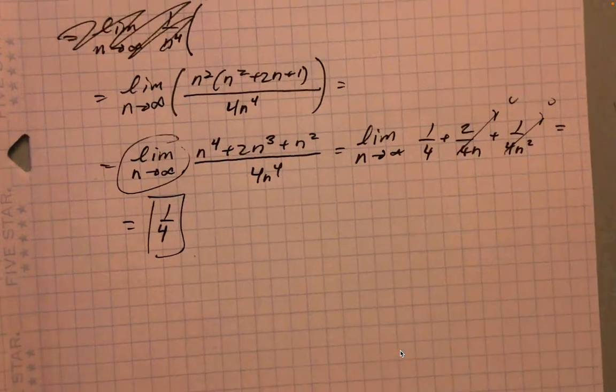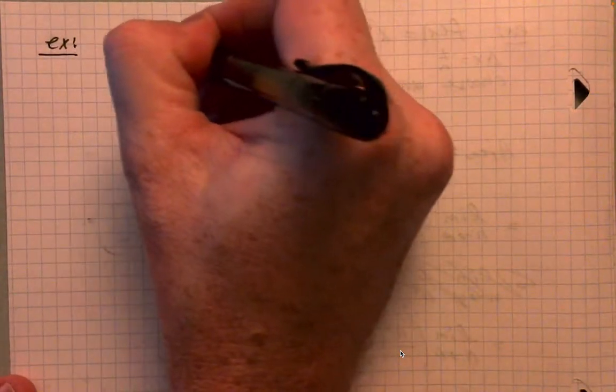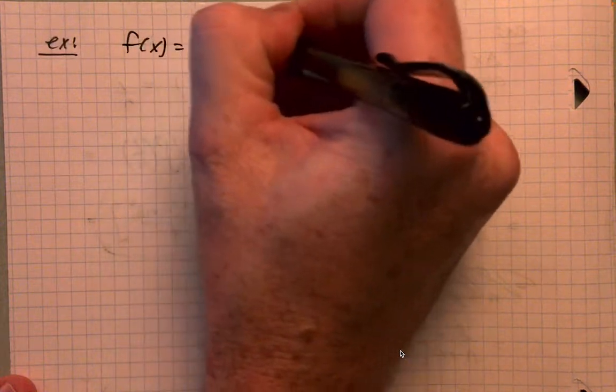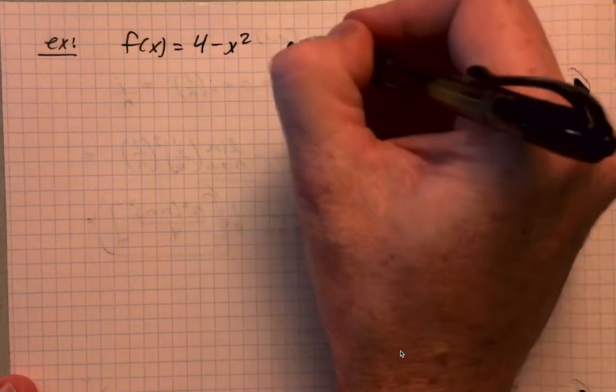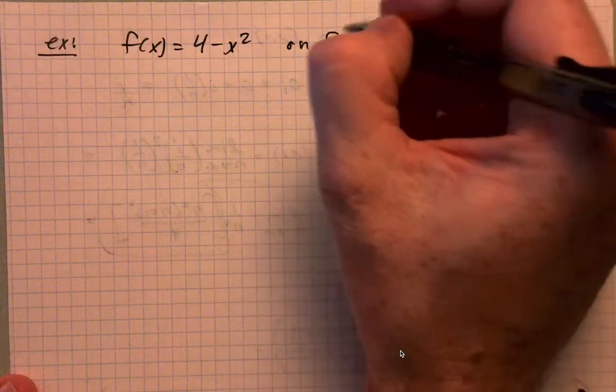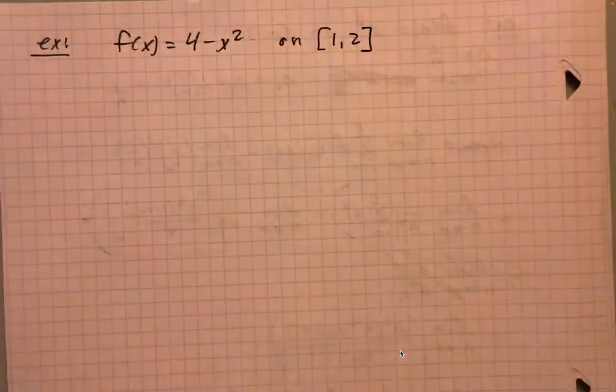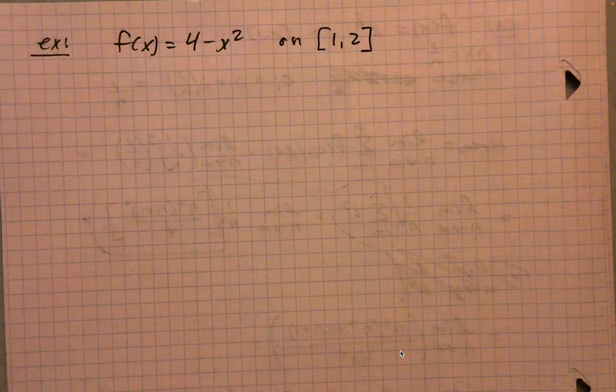All right. How about one more example? And then we'll call it quits on area for now. I mean, we certainly won't be done with it, though. So the next one, let's say we want to calculate the area under f of x equals 4 minus x squared on the interval, let's go 1 to 2 here. Okay, we want to find the area. Same problem as before, different function, different interval.